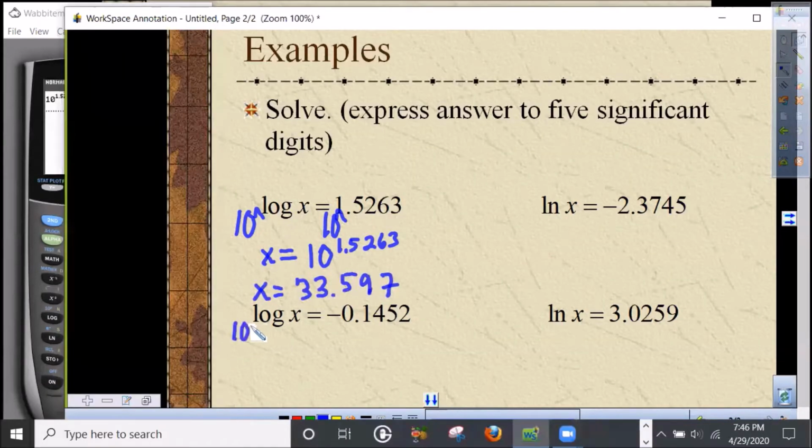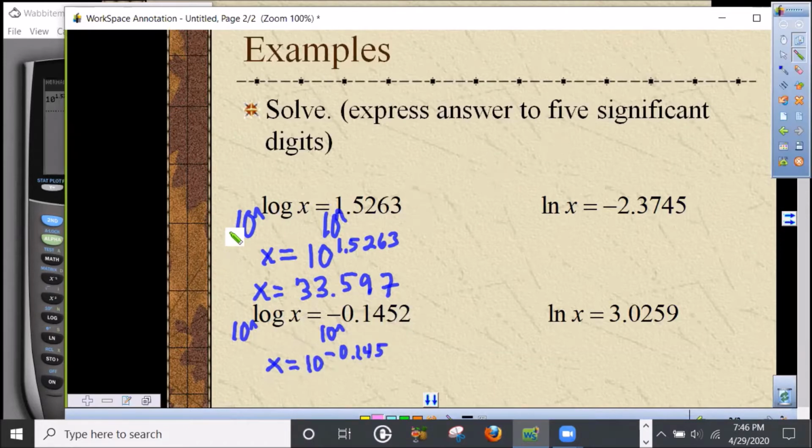Raise both sides as a power of the base. The base of the common log is 10. So x is now equal to 10 to the negative 0.1452. When we use this technique, we can almost think of the 10 and the log as canceling each other out. They are inverse operations, 10 to a power and log base 10, so they essentially cancel each other out, leaving behind just x.